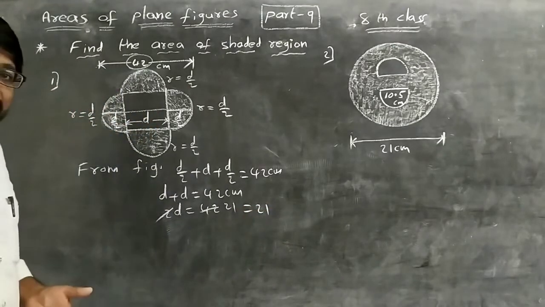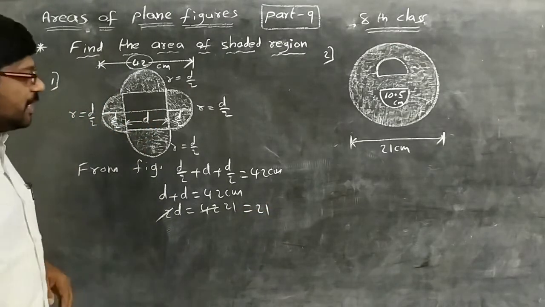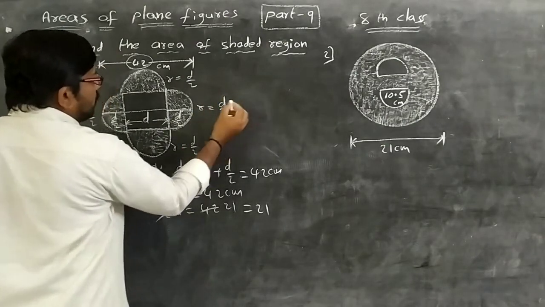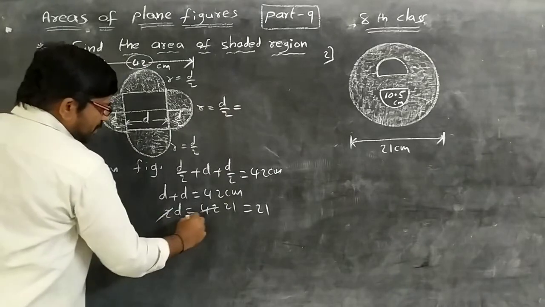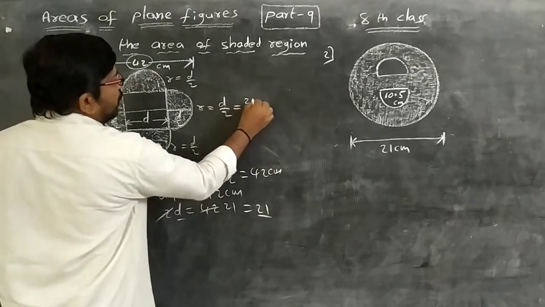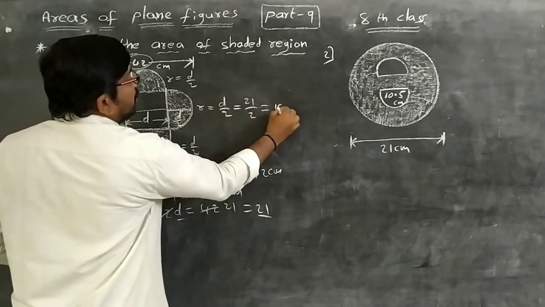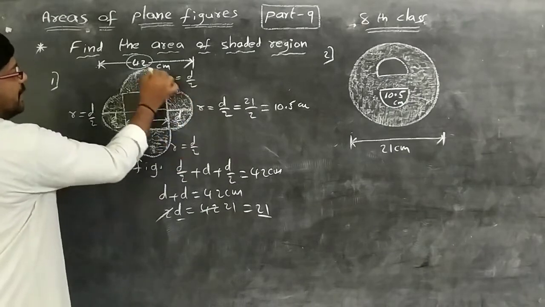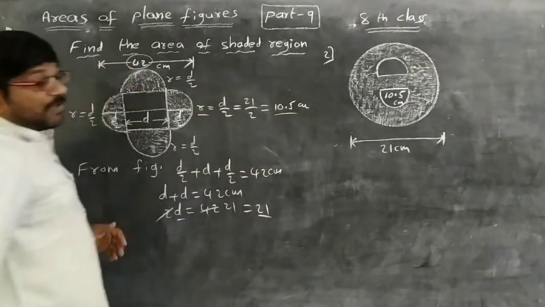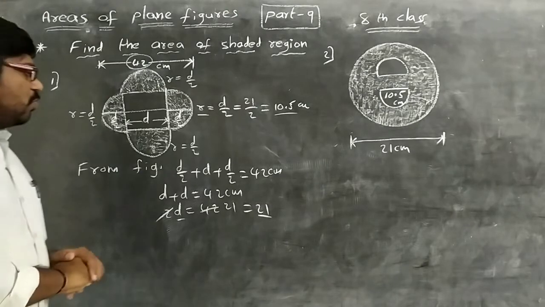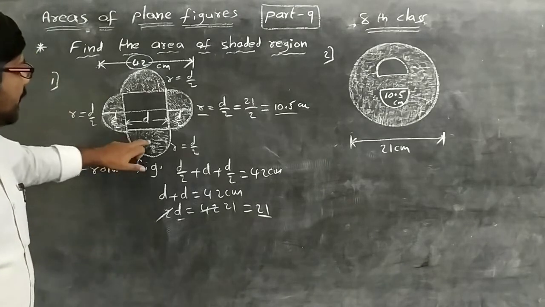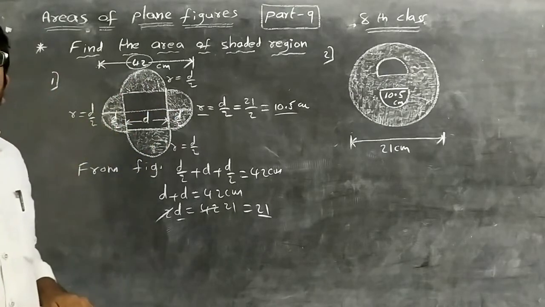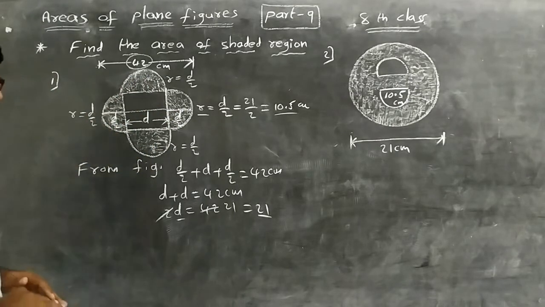Then what about the radius of a semicircle? R is equal to d by 2. Here d is 21 centimeters, so that is 21 by 2, which is equal to 10.5 centimeters. So the radius of the semicircles is 10.5 centimeters. Now we have to find the area of the shaded region. Here the shaded region is the area of 4 semicircles.